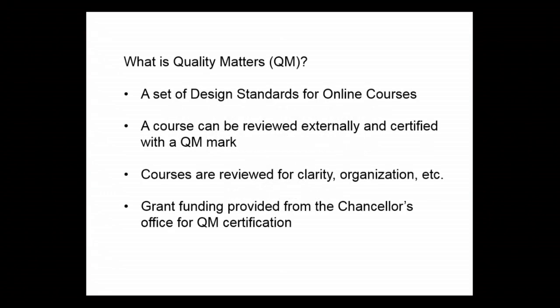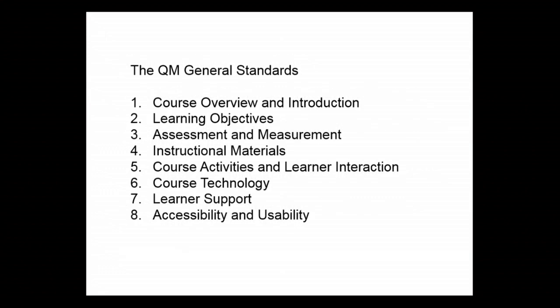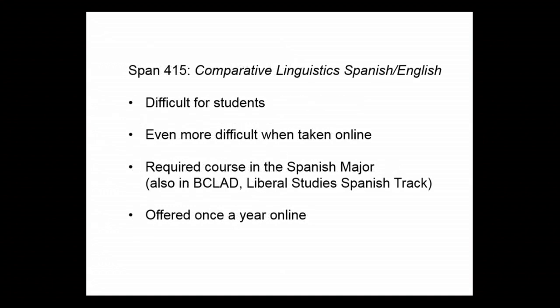So what is quality matters? It is a set of design standards for online courses, and you can actually have your online course certified with a Q&M mark. Courses are reviewed for clarity, organization, etc. And more good news, there's funding from the Chancellor's Office to get your course certified and to implement quality matter standards. These are just the standards, and I'm not going to read them to you because 15 seconds is just not enough, so you can just skim through the standards.